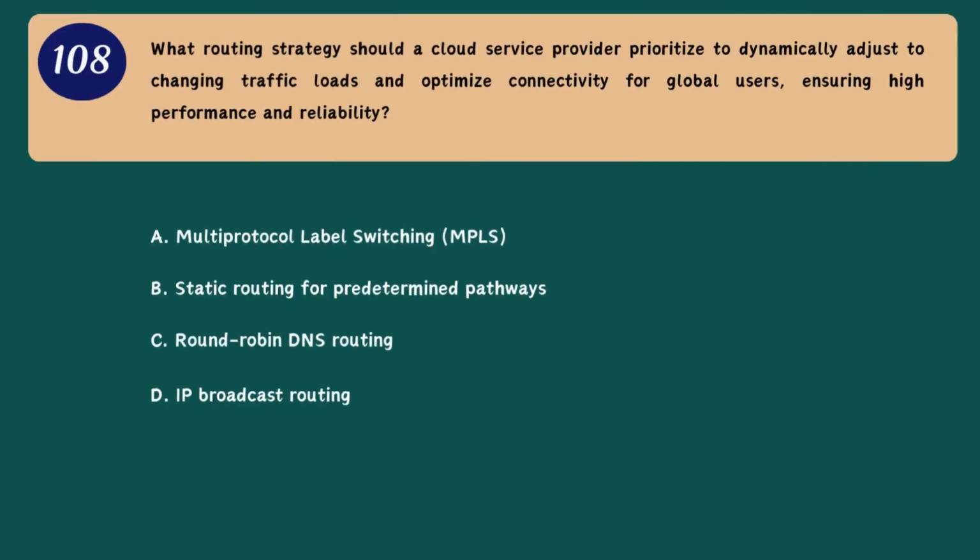Question 108. What routing strategy should a cloud service provider prioritize to dynamically adjust to changing traffic loads and optimize connectivity for global users, ensuring high performance and reliability? A. Multi-protocol label switching. B. Static routing for predetermined pathways. C. Round-robin DNS routing. D. IP broadcast routing.